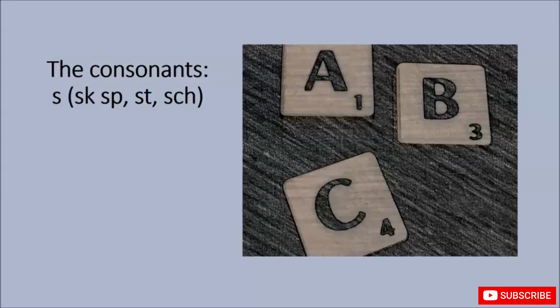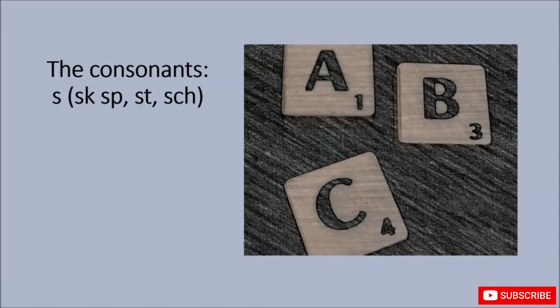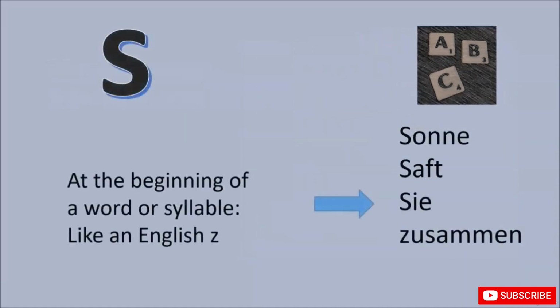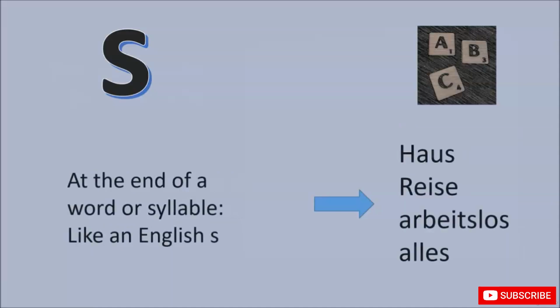In this video, we're going to look at the consonant S and the combinations of SK, SP, ST and SCH. First of all, the letter S on its own. If it's at the beginning of a word or a syllable, it sounds more like an English Z. So Sonne, Saft, Sie, zusammen. At the end of a word or a syllable, it's like an English S. House, it's almost the same pronunciation, just different spelling. Haus, Reise, arbeitslos, alles.